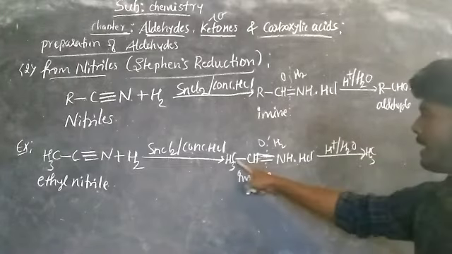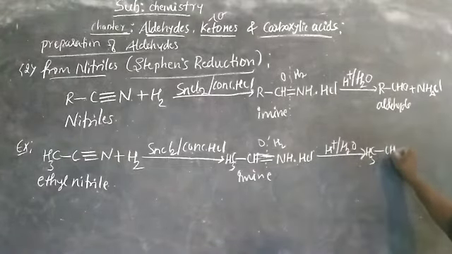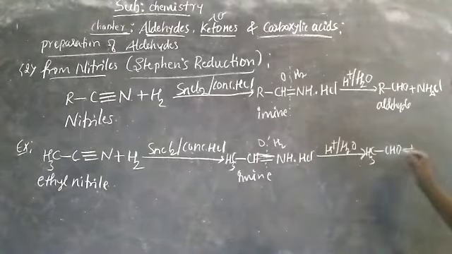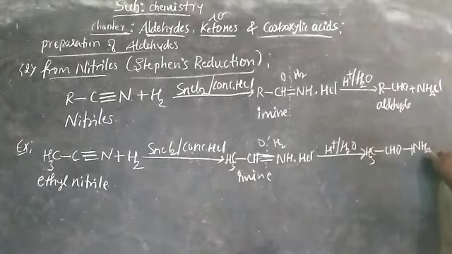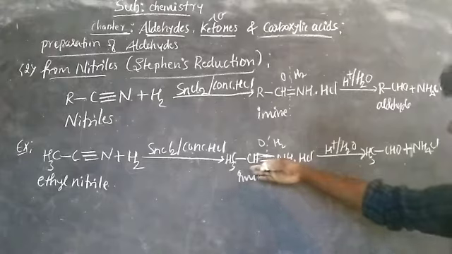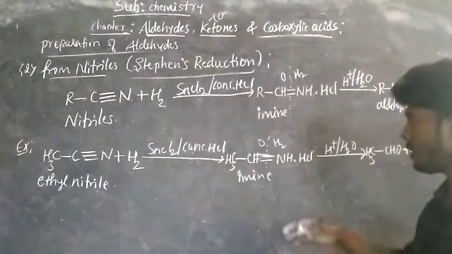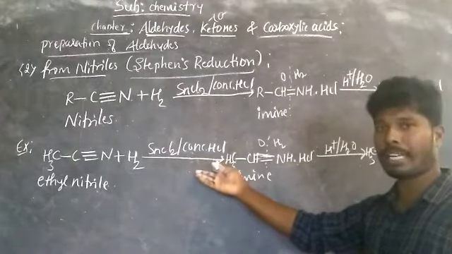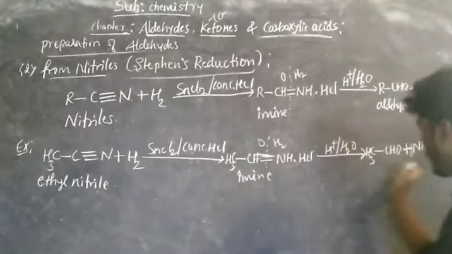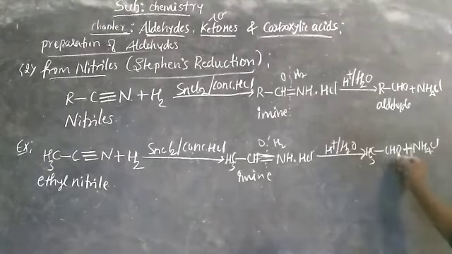CH3CHO plus NH3 and NH4Cl, that is ammonium chloride salt. Here the salt can be easily removed from the solvent, stannous chloride, hydrochloric acid, or you can also use pyridine or acetone, any solvent. From that solvent it will be removed and the remaining is CH3CHO. What is its name? Acetaldehyde.